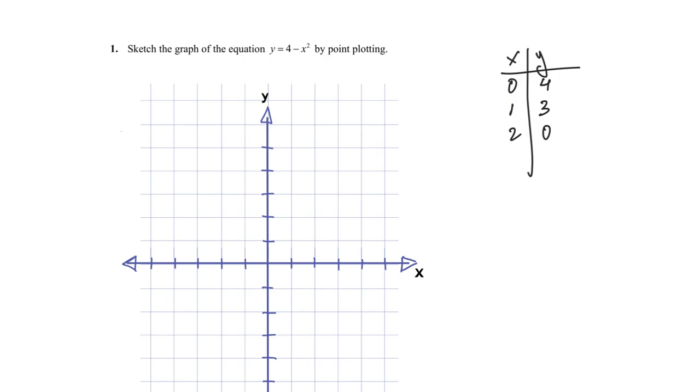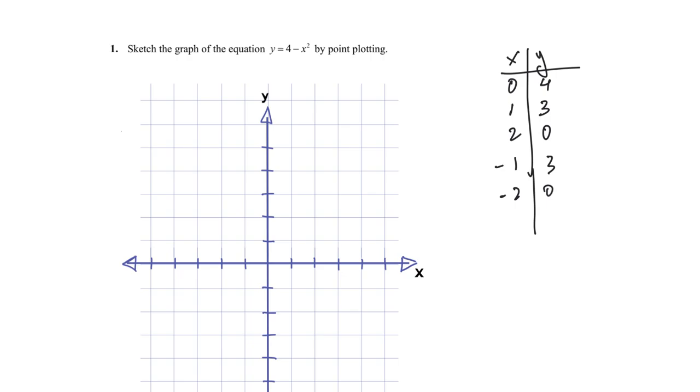This is an intersection with the x-axis. What happens if x is minus 1? If x is minus 1, squared is 1, 4 minus 1 is 3. Oh, it looks like it's going to be symmetrical with respect to the y-axis. What happens if x is minus 2? Minus 2 squared is 4. 4 minus 4 is 0. It's going to be symmetrical. Okay, let's plug in these numbers.